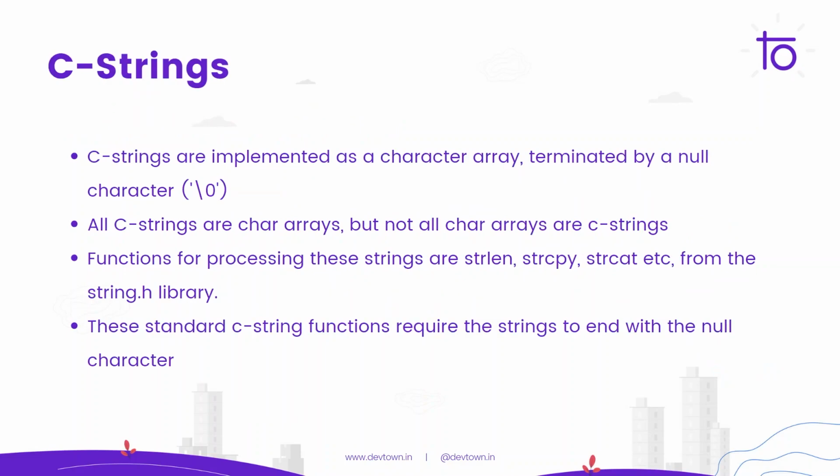Before talking about C++ strings, let's talk about C strings. C strings are implemented as a character array, which is terminated by a null character. Also to remember, the ASCII code for that null character is 0. All C strings are character arrays, but not all character arrays are C strings, meaning if and only if a character array has the null character in it, it will be called a C string.